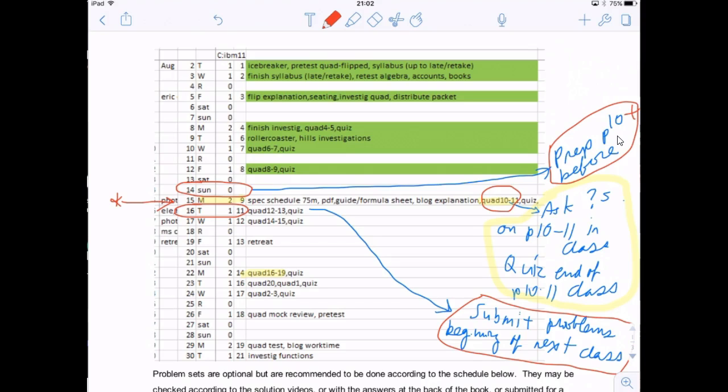So if you need to prepare more than page 10, you need to do that, okay? You need to do part of page 11 sometimes, okay? Take a look at the length of the video for page 10 and 11. Look at how many problems there are in page 10 and 11. You need to make a judgment about what you need to do before class, okay? Just because I recommend doing at least page 10 does not mean that for you, that is what you should be doing. You might need to do more, all right? And that is your responsibility.